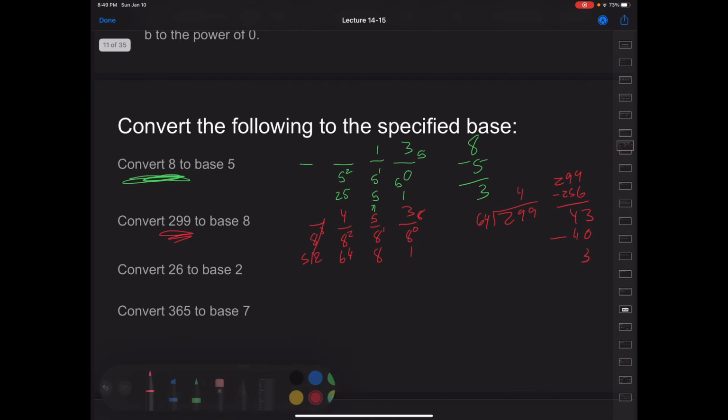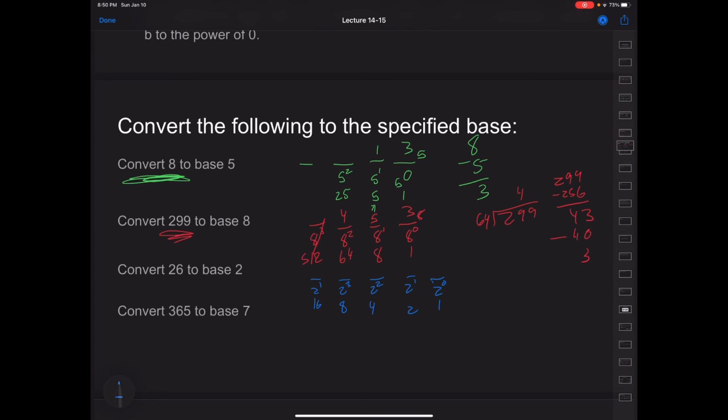Moving on, converting 26 into base 2. We'll use blue this time. Well, 2 to the 0th power is 1. 2 to the first power is 2. 2 to the second, remember we're trying to see which number is going to be bigger than 26. 2 to the second power is 4. 2 to the third power is 8. 2 to the fourth power is 16. And 2 to the fifth power is going to be 32, which is more than 26, so we'll stop here.